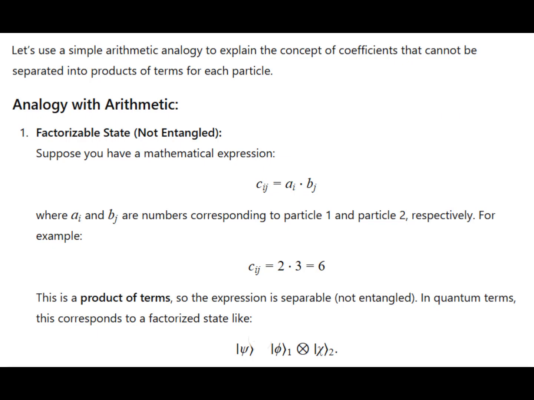Let's use a simple arithmetic analogy to explain the concept of coefficients that cannot be separated into products of terms for each particle. Analogy with arithmetic. Factorizable state, not entangled. Suppose you have a mathematical expression where A sub i and B sub j are numbers corresponding to particle 1 and particle 2, respectively. For example, C sub ij equals 2 times 3 is equal to 6. This is a product of terms, so the expression is separable, not entangled.